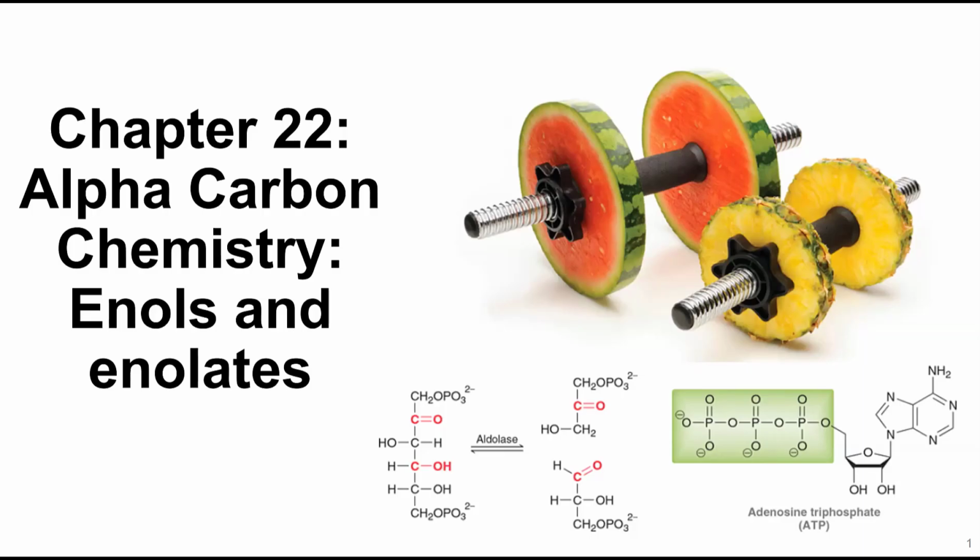Chapter 22 will be dealing with alpha carbon chemistries, and we'll be looking specifically at enols and enolates. There are several biochemical processes in the metabolic pathway that involve alpha carbon chemistry. Glycolysis is one of these processes that makes ATP, or adenosine triphosphate, which is needed for energy. We will use a retro-Aldol process to break down the components to form that ATP. And an Aldol reaction, as you'll see in this chapter, involves alpha carbon chemistry.